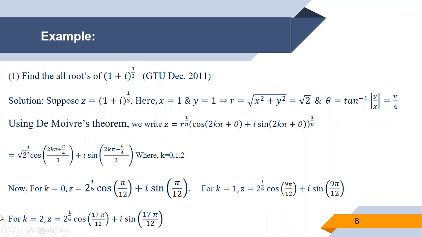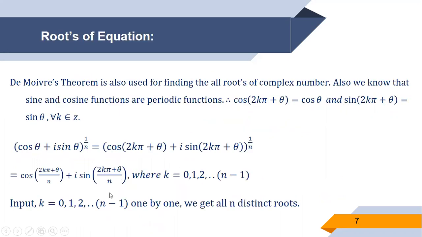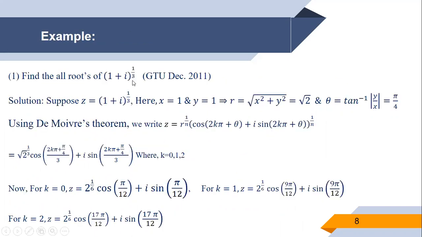Now we can take an example. First example: find all roots of (1 plus i) raised to 1 by 3. We want to find the roots of this complex number. So first we consider z is equal to (1 plus i) raised to 1 by 3. Now we compare this with the previous slide. Here 1 upon n, so n is equal to 3. In the given complex number 1 plus i, we consider x and y, so x is 1 and y is 1.